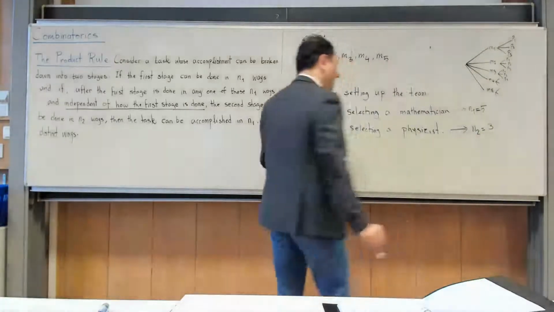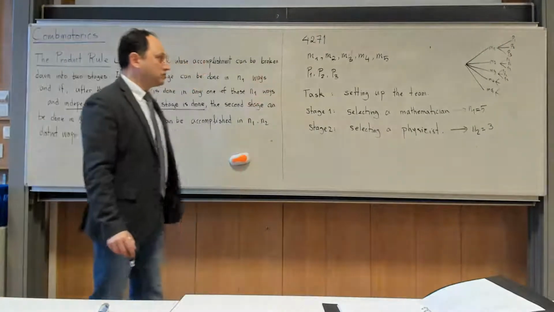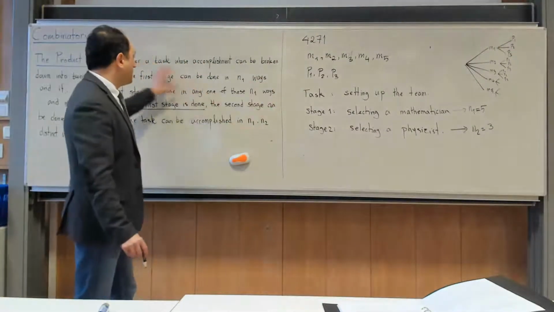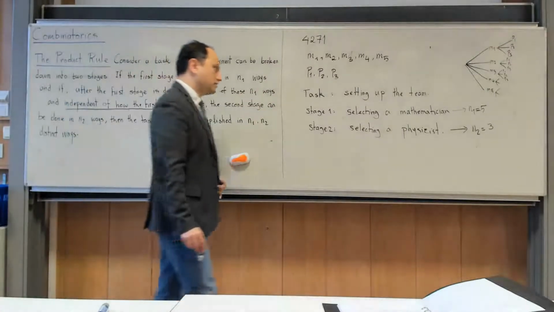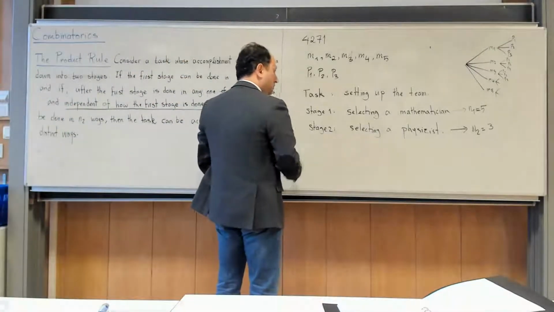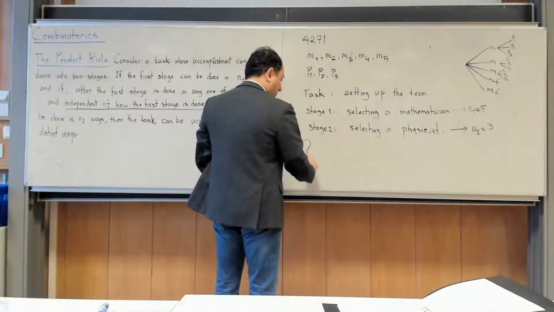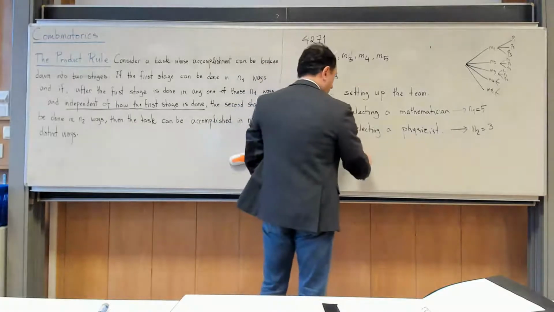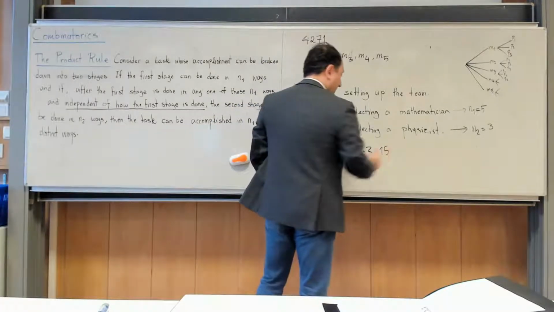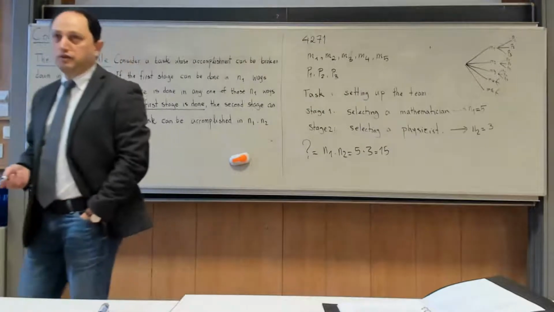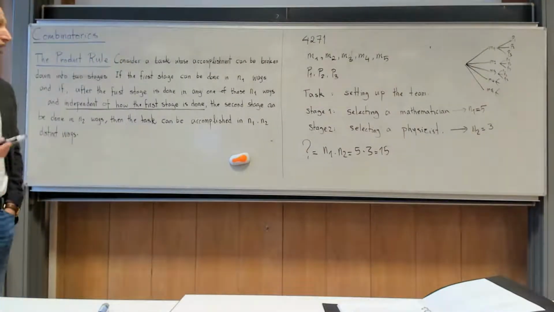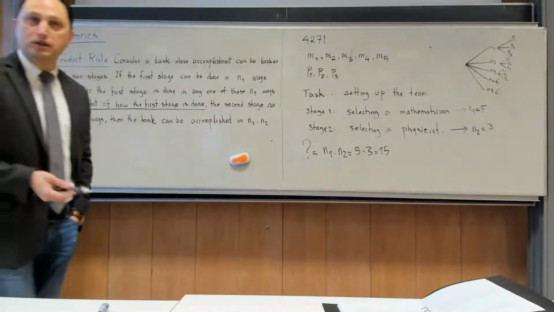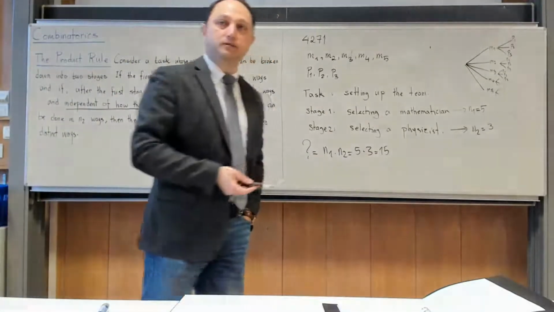If that is the case, I hope you agree that now the product rule is applicable. So I can write the total number of ways: the answer is simply n1 times n2, which is 5 times 3, which is 15. So the answer to this question is very simple, and that is 15. It's exactly like having 3 boxes with 5 marbles in each box, and wanting to know how many marbles there are. Is that clear?